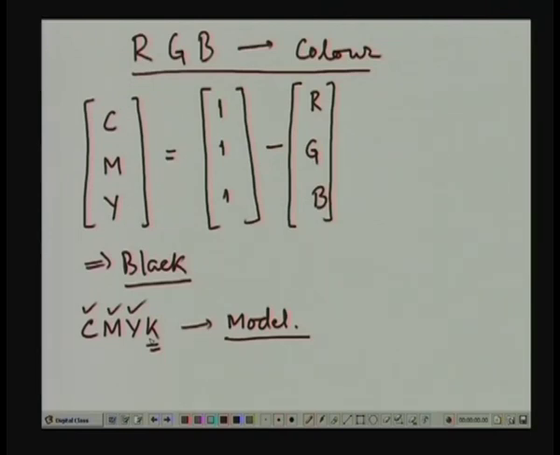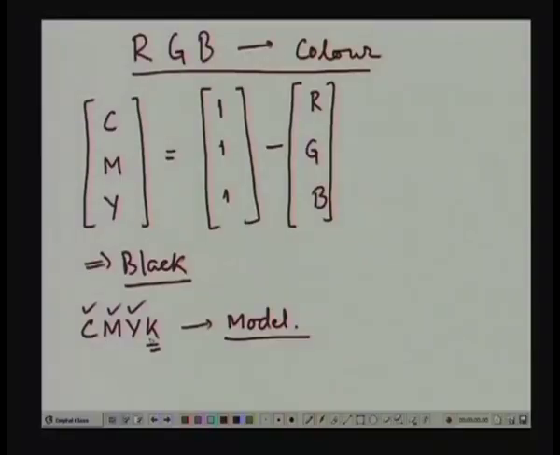So, in the CMYK model we actually have 4 different components: cyan, magenta, yellow and black. However, given RGB, we can very easily convert that to CMY. Similarly, the reverse is also true: given a color in the CMY space, we can very easily convert it to a color in the RGB space.